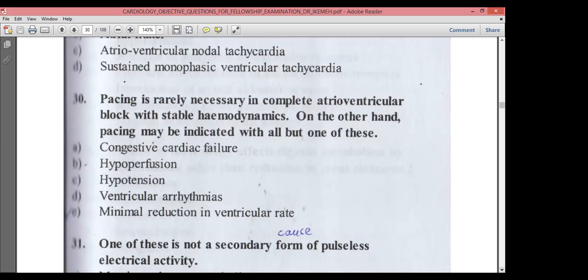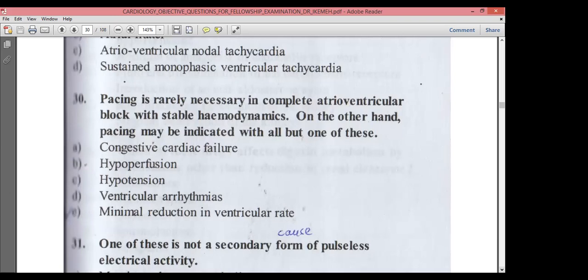Okay, but let's just take note that in AV block, whether there's symptom or not, whether they're hemodynamically stable or not, there's a class 1 recommendation that you should pace the patient. Yes, ma'am. Then maybe we'll also note the question for Prof. Thank you very much, ma'am.